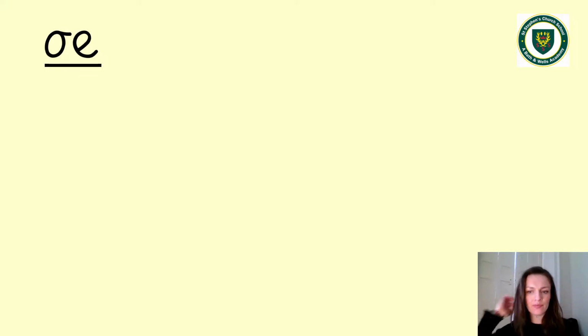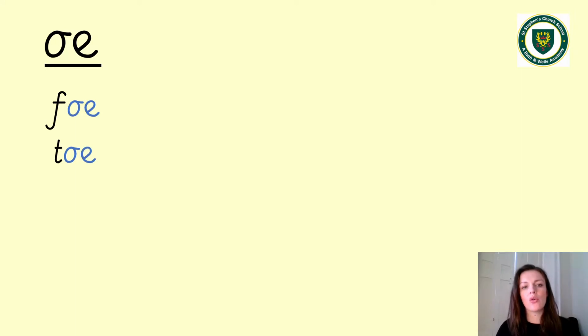foe. So that can be segmented as F, OE. The next word is toes. So toes is segmented as T, OE, S, toes.